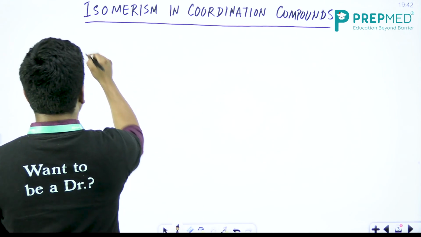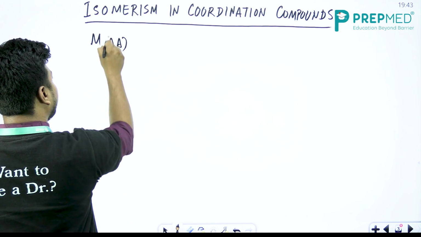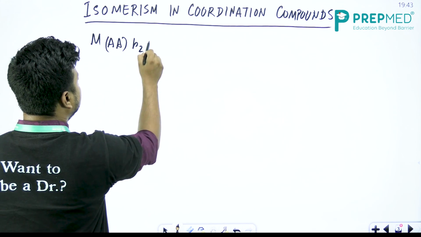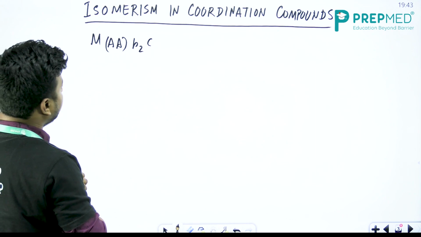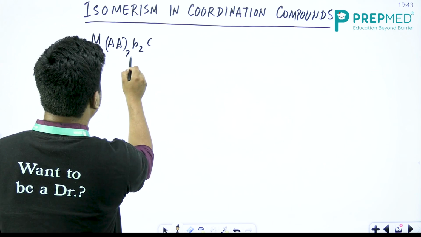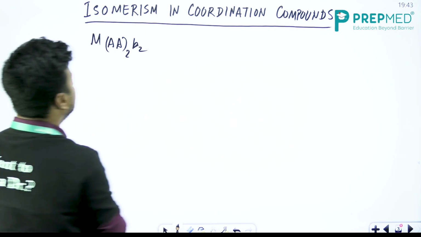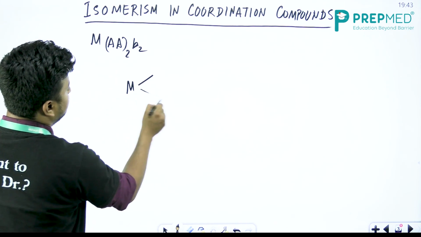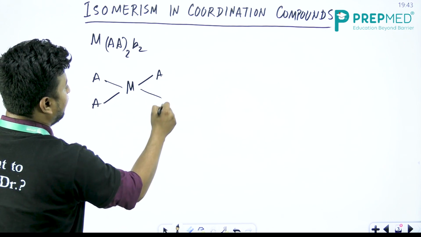Okay, now let's say if we take this one, M A A, we also work with a bidentate ligand, B2C. If we look at this, so what it will be, this will be MAA2. C we will take later, B2C2. So what will this molecule be? So let's draw. So M, similarly this will be your A, this will be your A, this will be your A, this will be your A.